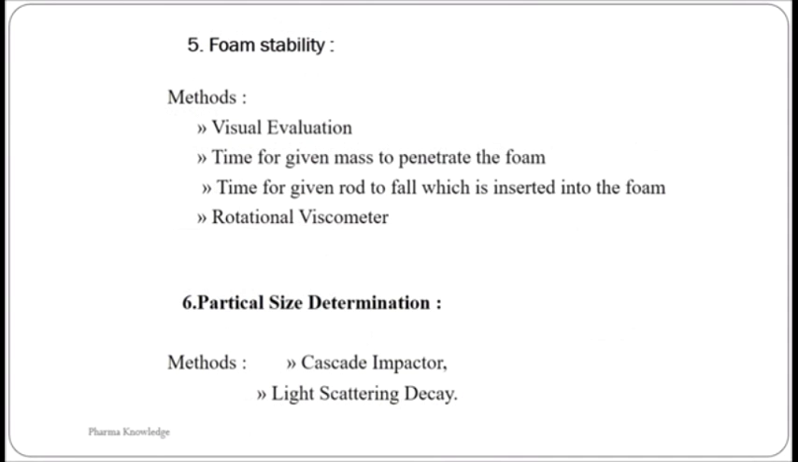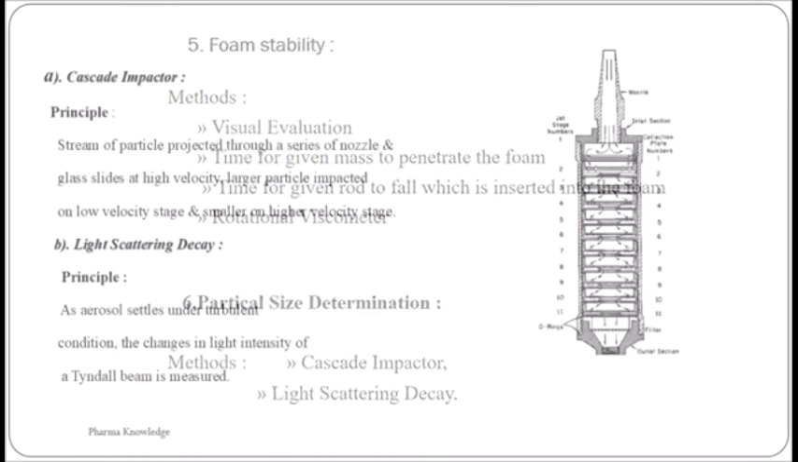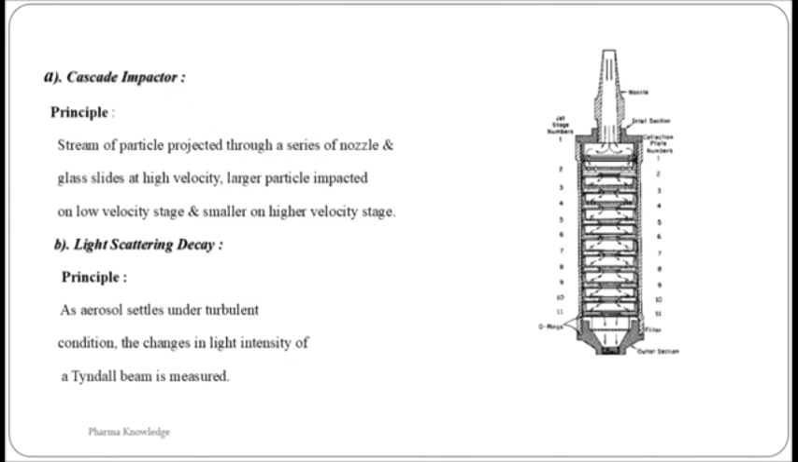And the fourth one is density. This density is measured through a hydrometer or pycnometer. In GPAT there is a question: which device is used for the measurement of density in aerosol, and the right answer is pycnometer or hydrometer. Next one is moisture. For moisture, the Karl Fischer method and gas chromatography are used. And next one is identification of propellant. For the identification of propellant, gas chromatography and infrared spectroscopy are used.